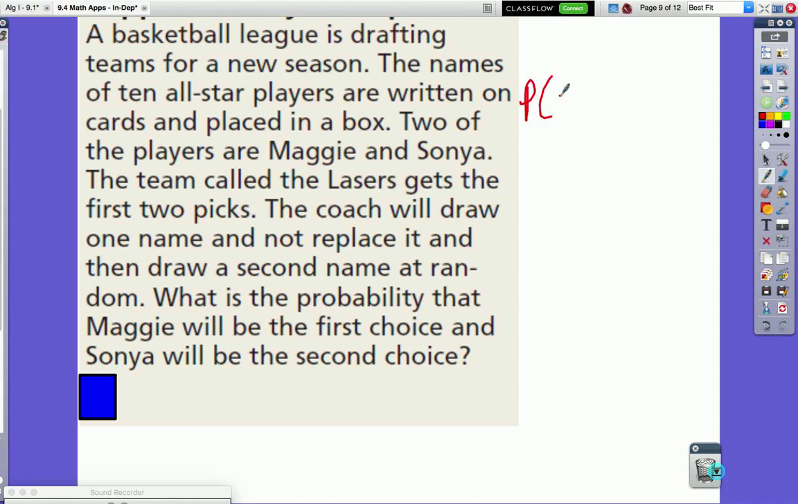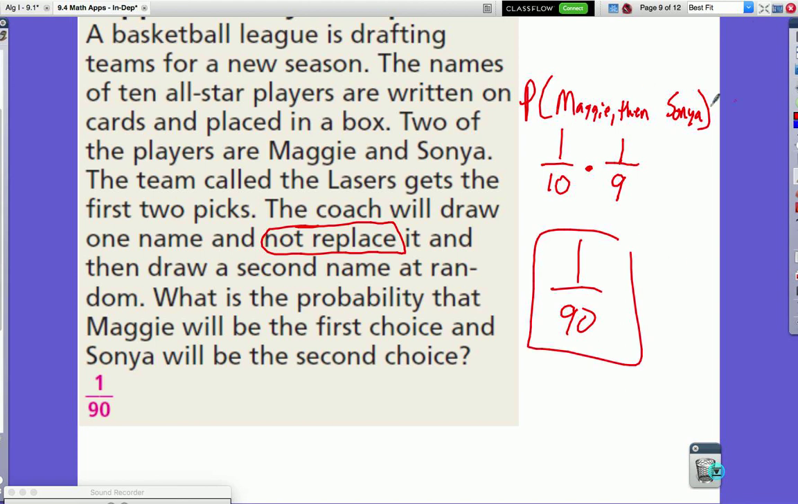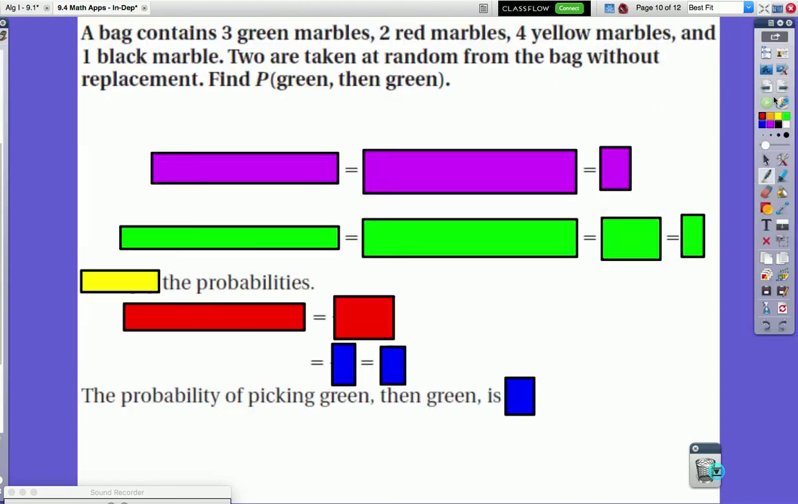So again, the probability that Maggie, then Sonia, and again, the names will not be replaced because once they're picked, they're picked. So Maggie is 1 player out of 10. All right, if she gets picked first, Sonia is 1 player, but there's only 9 remaining. So that means the probability is 1 over 90. All right, today we're just multiplying all of our probabilities. All right, 1 in 90 chance Maggie gets picked first and Sonia gets picked second.